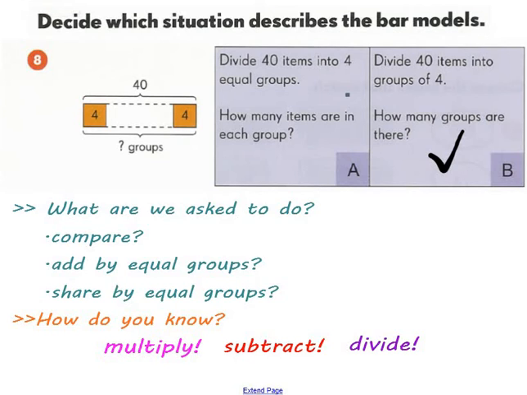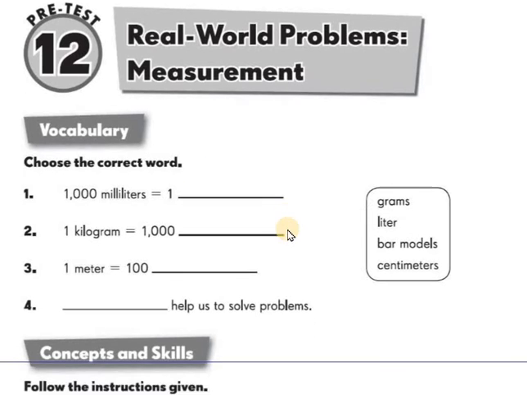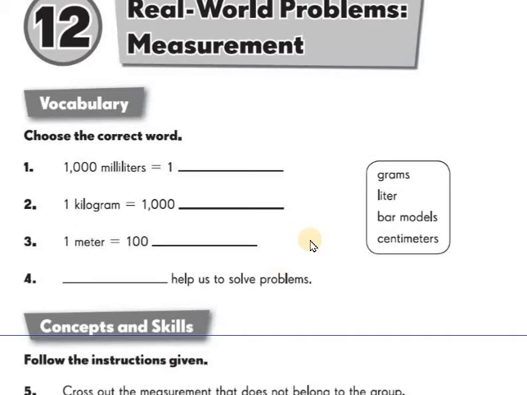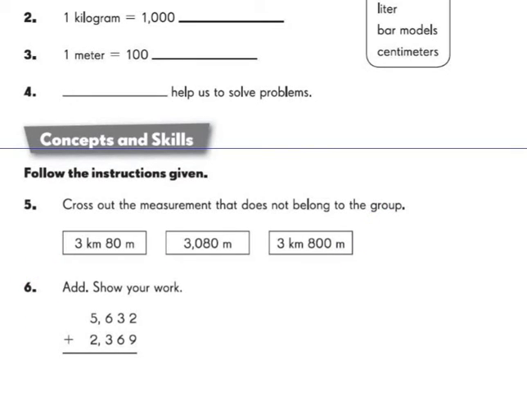Okay, so thank you for reviewing the types of bar models and the stories that go with them. So let's take a look at the homework pages. Here's the first homework page, and here's what I know. You should be able to do 1 to 4 by yourself without my help. And number 5, it says cross out the measurement that does not belong to the group. So there are 3 different measurements here. 2 of these are equal, and 1 of them is not equal. Cross out the one that's not equal. Find the one that doesn't fit. And I'm pretty sure you can do number 6 by yourself. And I'm going to go to the next page.